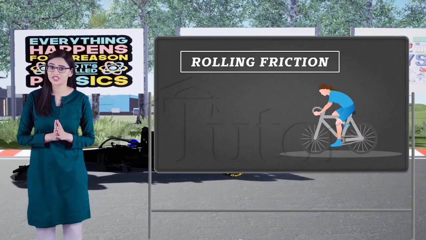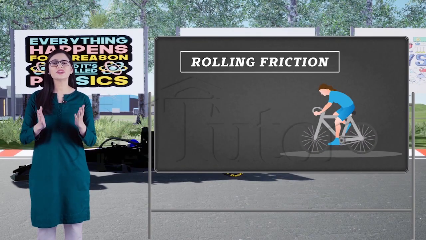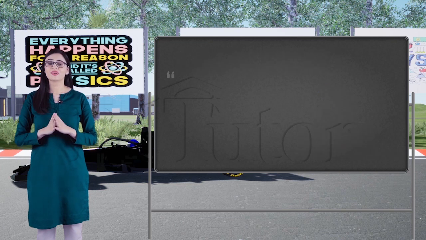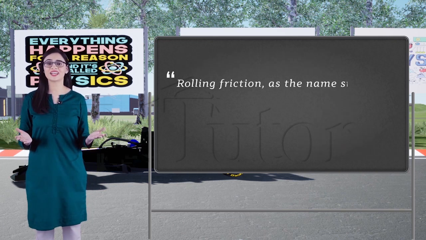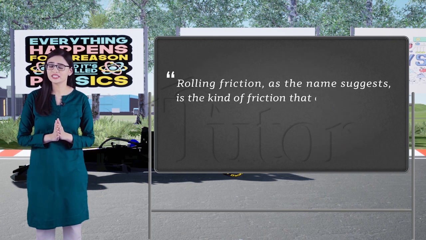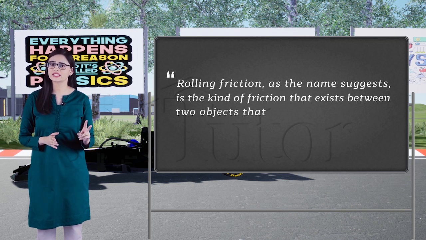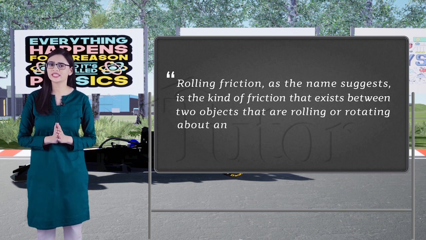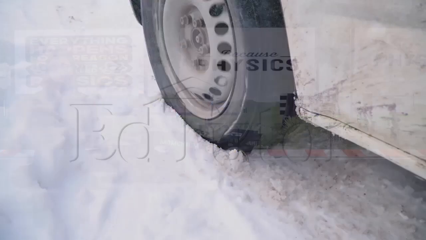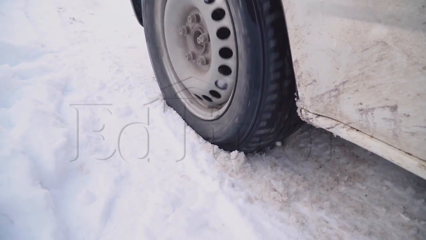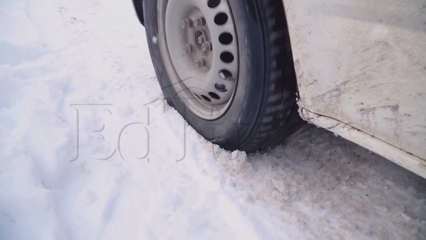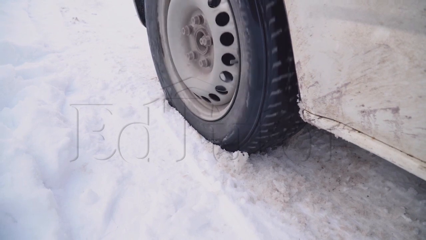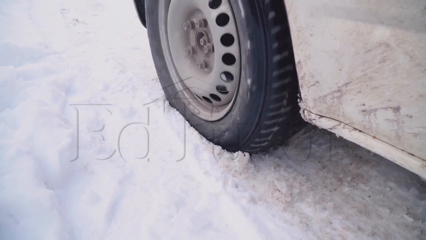The other type of friction that we are going to talk about is rolling friction. Rolling friction, as the name suggests, is the kind of friction that exists between two objects that are rolling or rotating about an axis. For example, the wheels of your car. The friction between the wheels of your car and the ground is known as rolling friction.